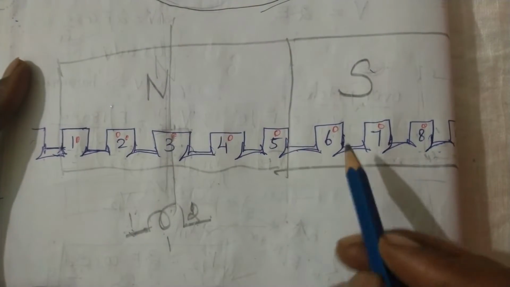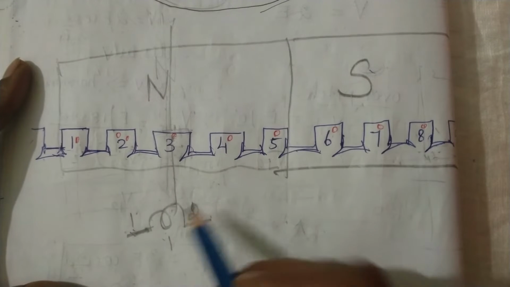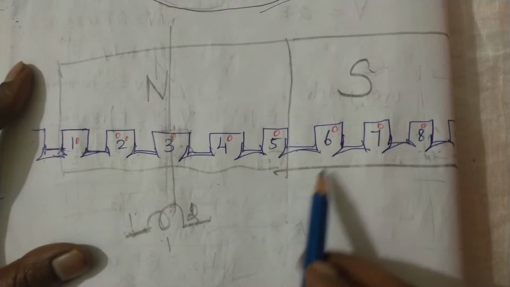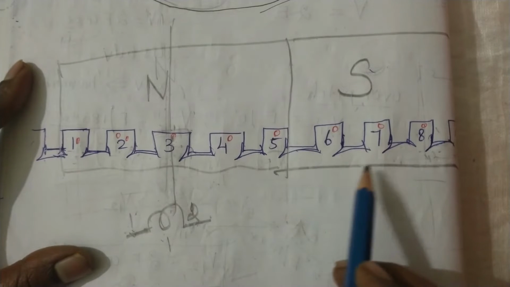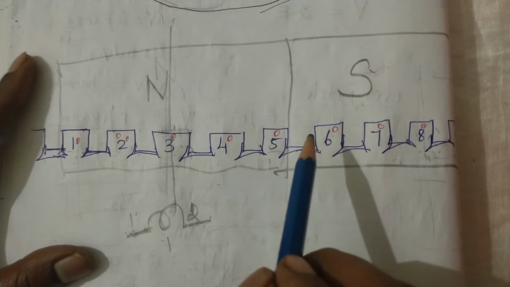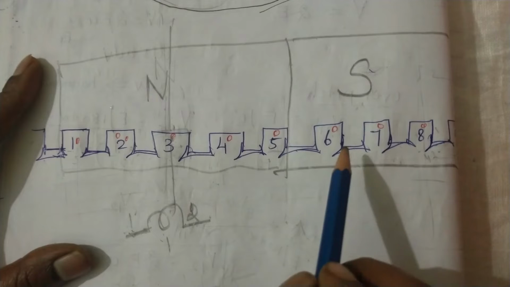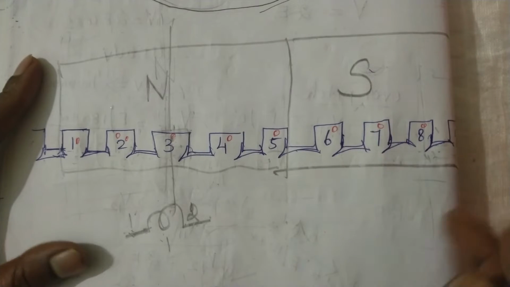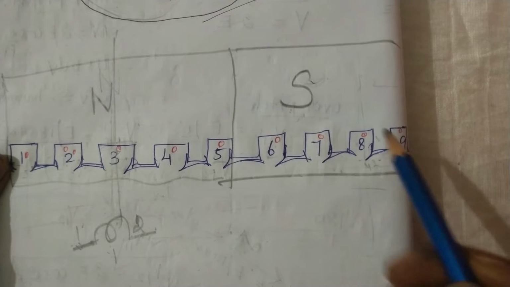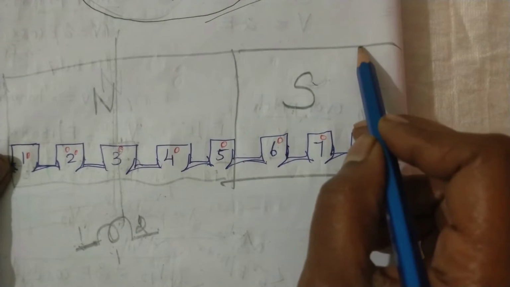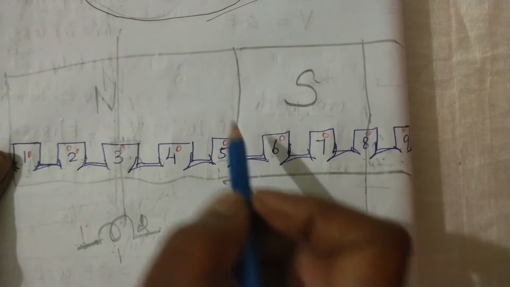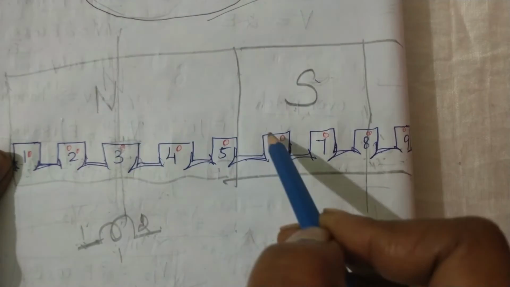And after that, the second conductor of the same coil should be located in another slot, which should lie exactly in the middle of the adjacent pole. So the adjacent pole is south, and here 6 to 10 is there. The exact middle is 8. So I have to place the second conductor in the 8th slot. Like this way I have to select.